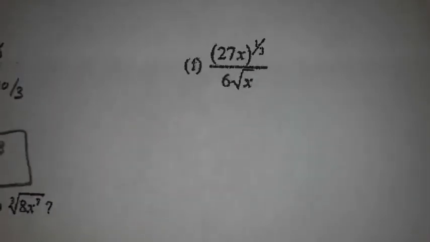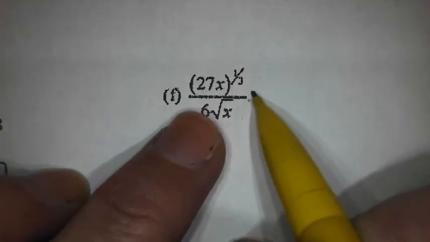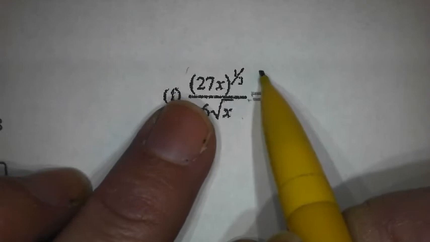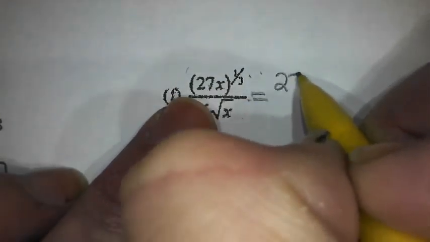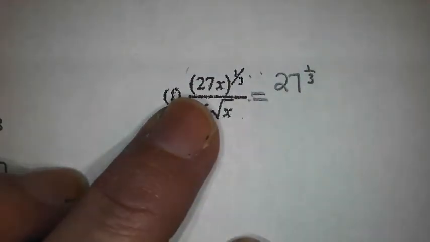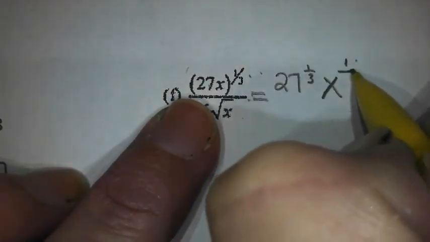And in F, again, we have a radical. We have some exponent rules right off the bat in the numerator because we have a set of parentheses being raised to a power. So the 27 has to be raised to the 1/3 power. It's the same as the cubed root, right? The x has to be raised to the 1/3 power.